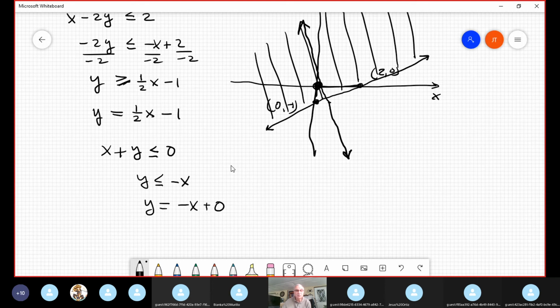And what part do I shade? Do I shade below or above? Wait, is that 0, 0? Below. Below. It's one by one.